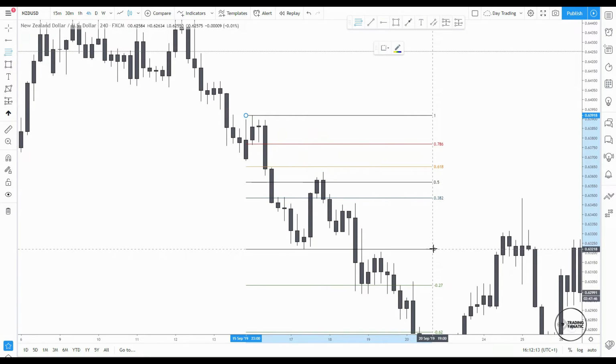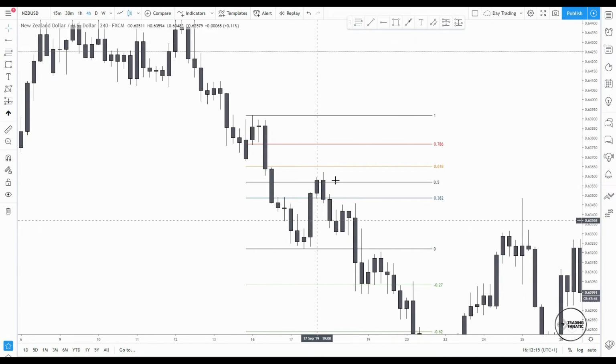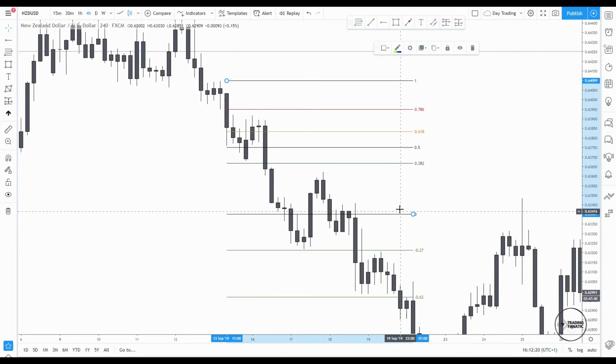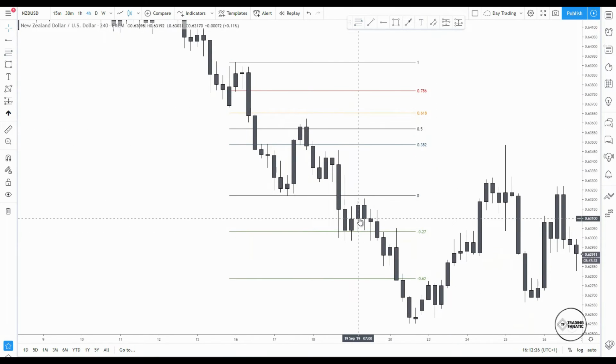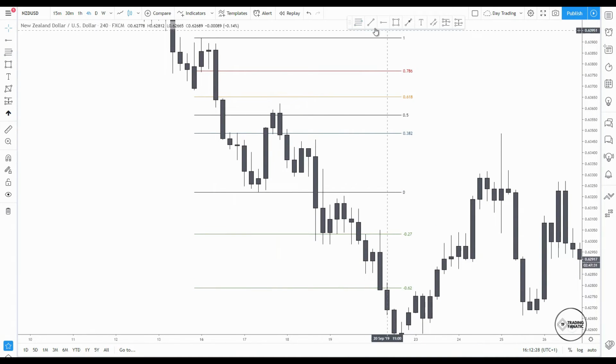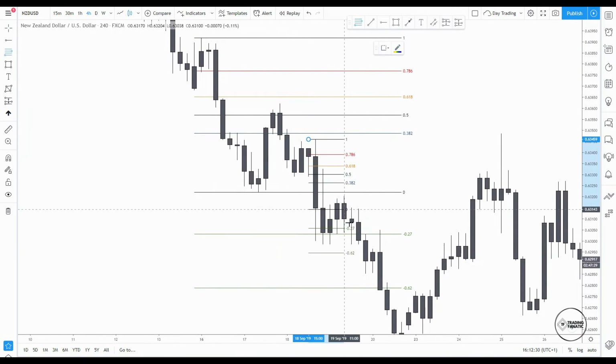Do you see it? We have an ABC formation here, perfectly tapping the 50% Fib. And then this price action continued to roll down, fulfilling the 27% extension. And then we had the pullback. So what is this pullback? Well, this is another Fib. So this is your new leg here.